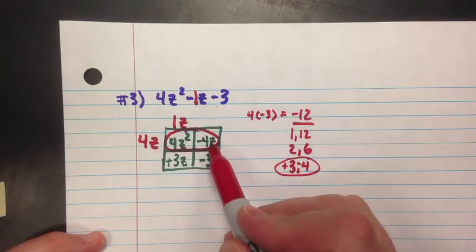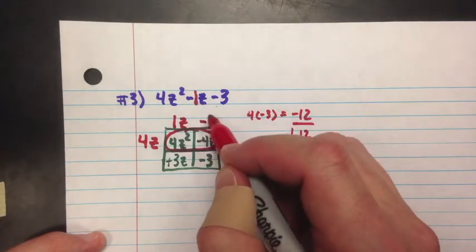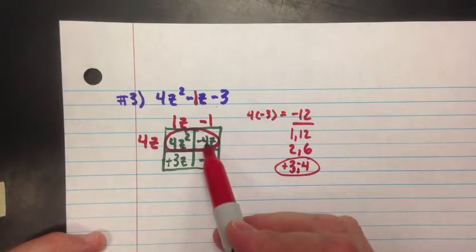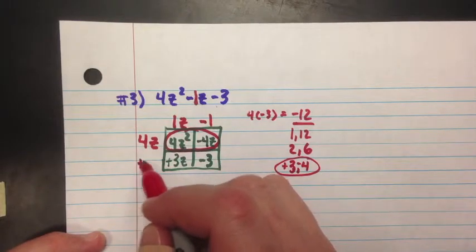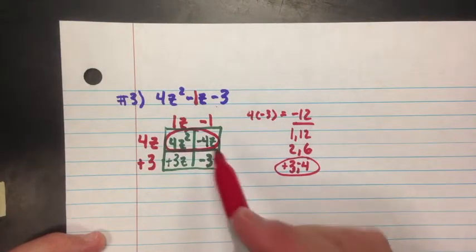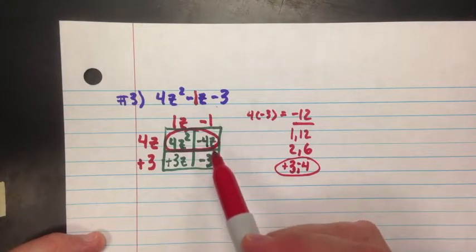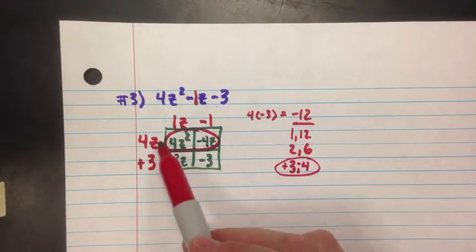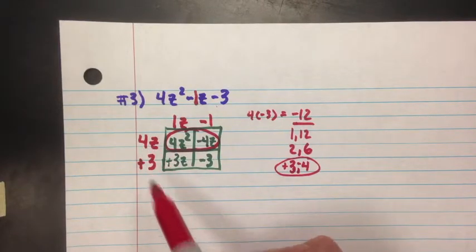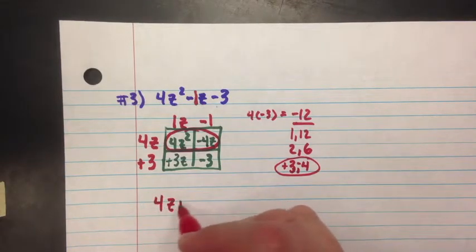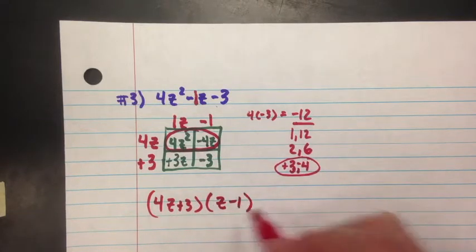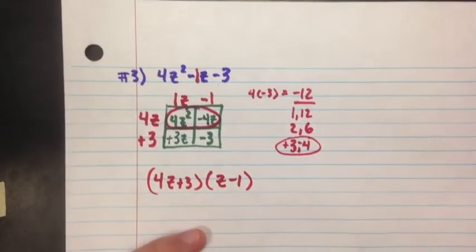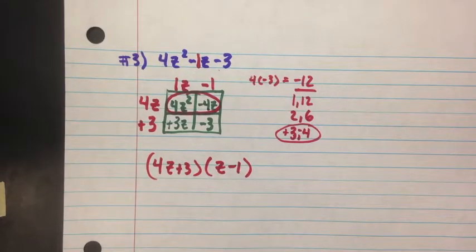4z times what will give me negative 4z? That's just a minus 1. 4 times negative 1 is negative 4. 1z times what will give me 3z? Well, positive 3. And the last one here, 3 times negative 1, is that negative 3? Yes, it is. So the outside values, this is your first factor, 4z plus 3, in parentheses, and then z minus 1 in parentheses. And if you ever wanted to check it, you could check by multiplying it back.